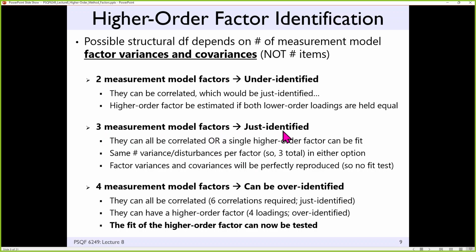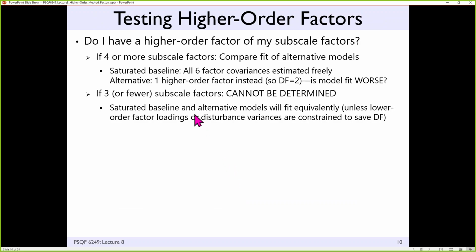3 measurement model factors is just identified. You can get it done, but you can't test fit. 4 meets over-identified, and then you can estimate and test. So how do we go through this process? If we have 4 or more subscale factors, then we have to create our own version of a saturated model to test the fit of the structural model specifically. So the fit of the overall model is not relevant at this stage. It is the fit difference between a saturated structural model and the one that you want.